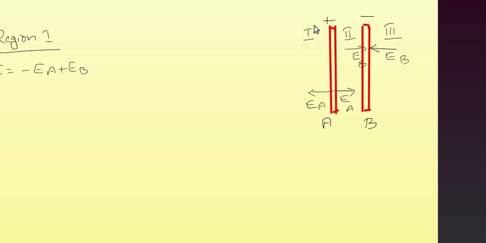So in the region 1 there is a field due to this sheet A, there is a field due to sheet B, and in the region 1 the field due to A is towards left, so you take it as minus EA, plus what is the field due to B? So EB is the field due to B, and you can see that the field line is going towards right.